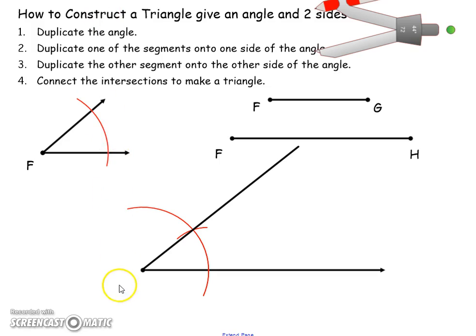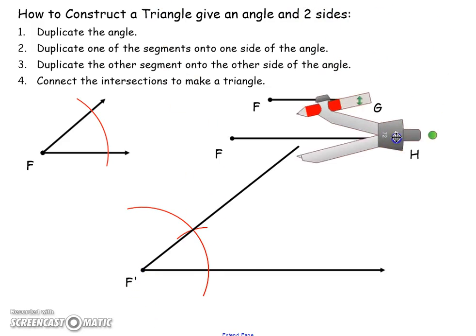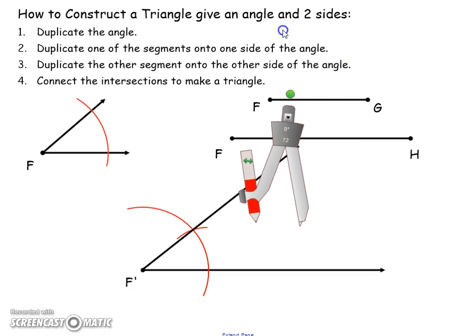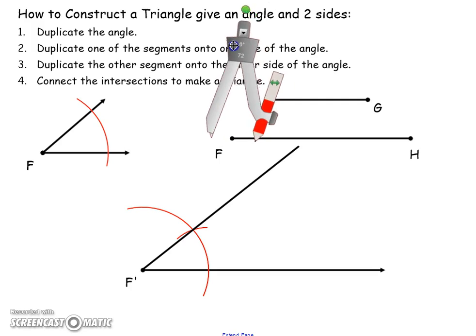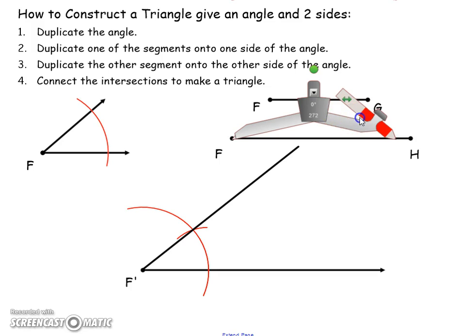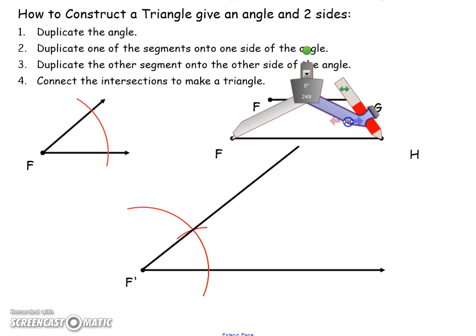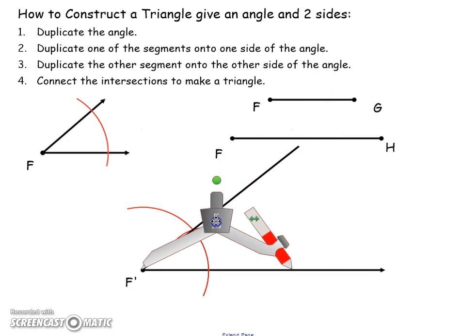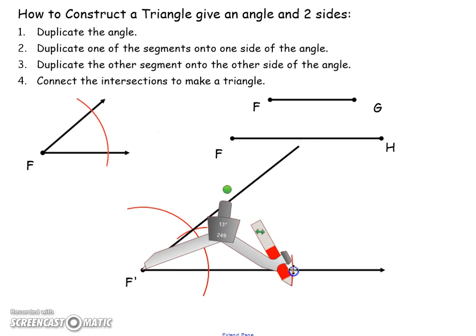So now I have angle F. Oops, F prime, it's a copy. Next I'm going to measure my longest segment FH. I always like to work with the longest ones first. So from F all the way to H, and it looks like my compass might not be long enough. So unfortunately I have to shrink this size up for us. Okay, so F to H, my longest side there, and I'm going to have that be the base of my triangle. So I'm going to start on F and make an arc mark, and where that arc mark is, that would be point H prime.